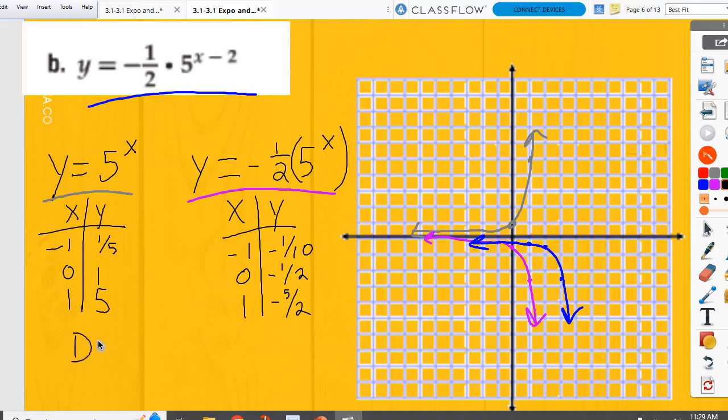So what's the domain for this graph? My domain did not change, but did our range change? Yeah. Why? Yeah, so now it's going to be all the negative numbers. So instead of starting at 0, it's going to stop at 0.